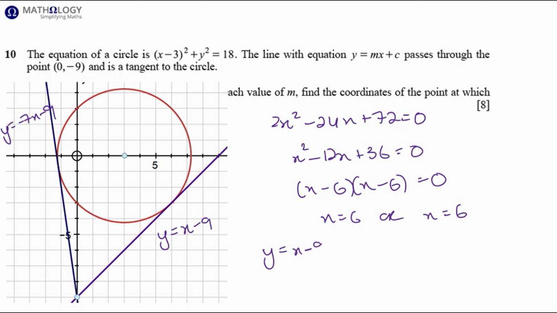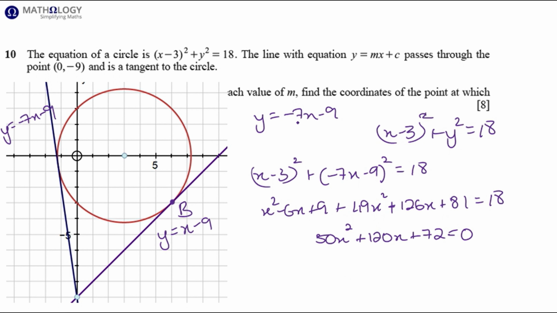Y equals x minus 9 is the equation of the tangent, so y equals 6 minus 9, which is minus 3. So the point of intersection B will be (6, -3). And then to find the other point of intersection, we're going to take the other tangent and equate it to the circle.